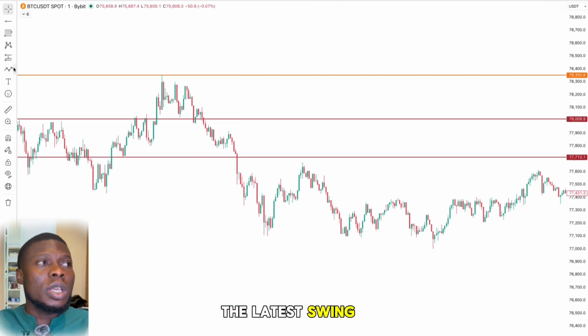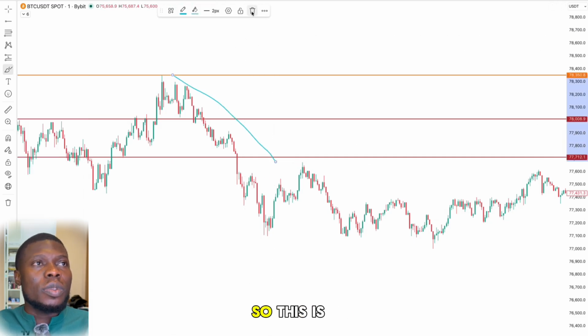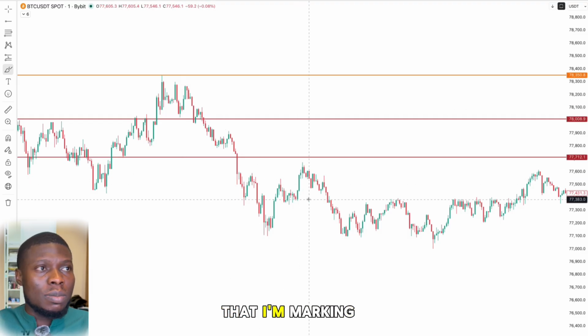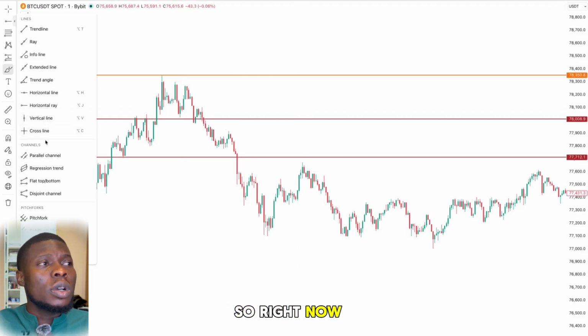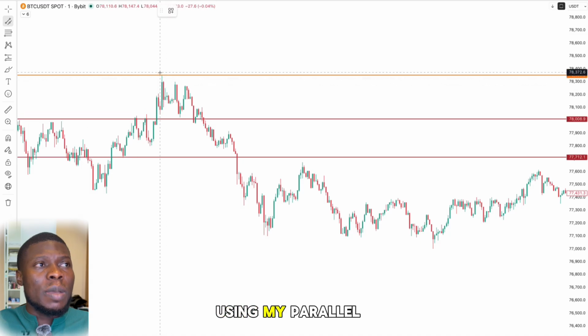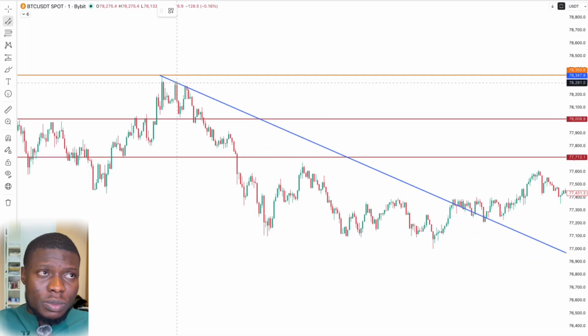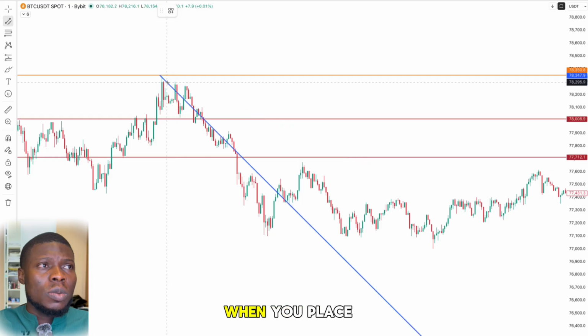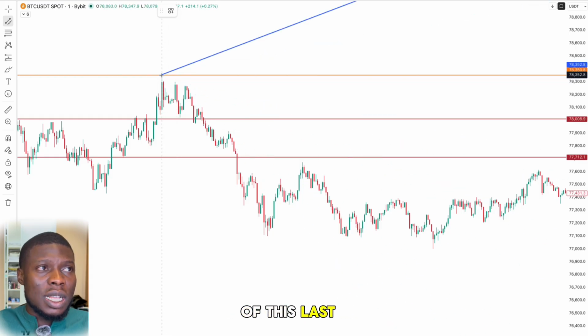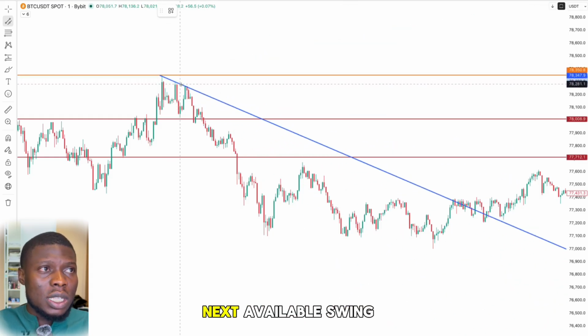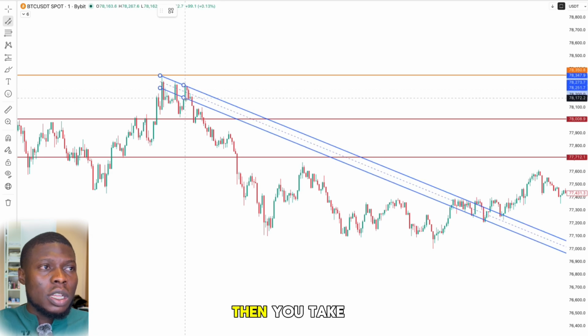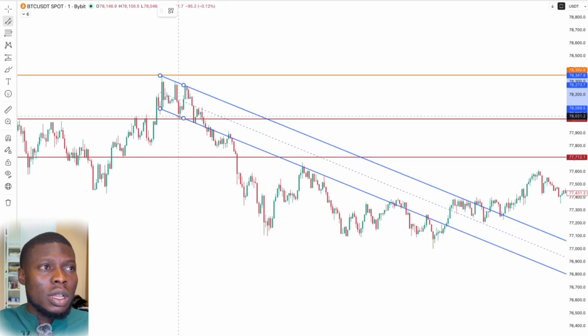So this is the latest swing on this cycle, which is moving from here to here. So this is the latest swing that I'm marking out. So right now, I'll start by using my parallel channel from this area, then connecting this next swing. That's how you use your parallel channel. When you place it on top of this last swing, you connect the next available swing. Then you take it to this swing, this area.